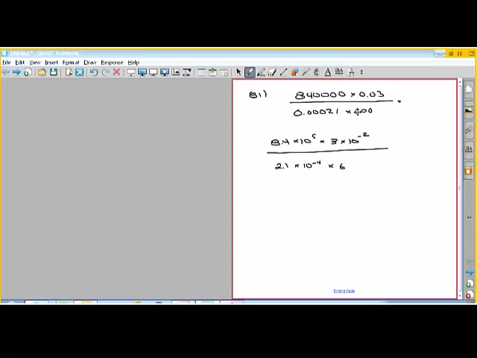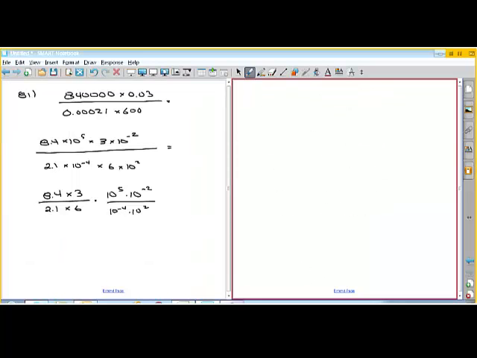What number between 1 and 10 starts with a 6? 6, times 10 to the second power. Let's group all the constants. So you have 10 to the 5th times 10 to the negative 2, divided by 10 to the negative 4 times 10 to the second.